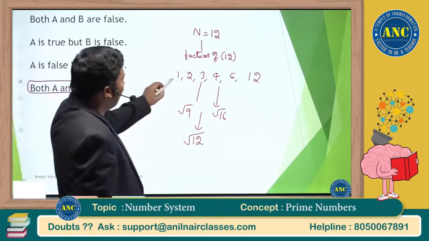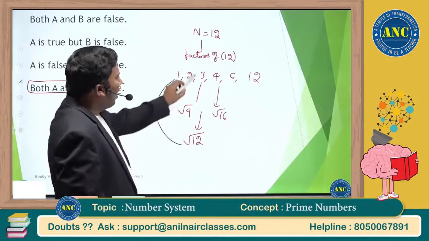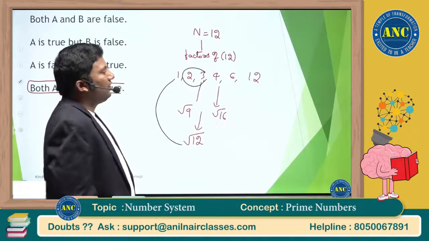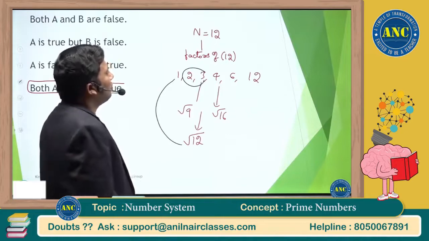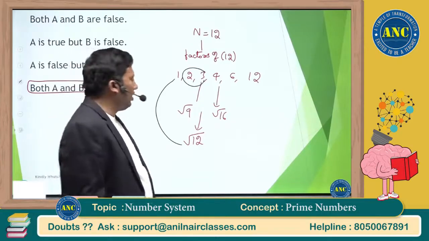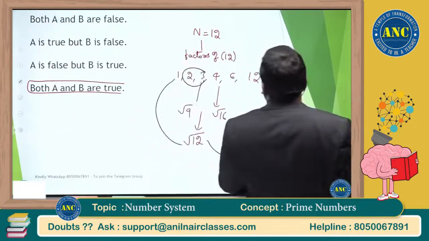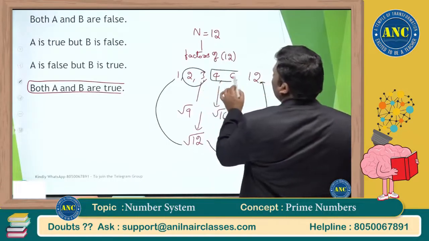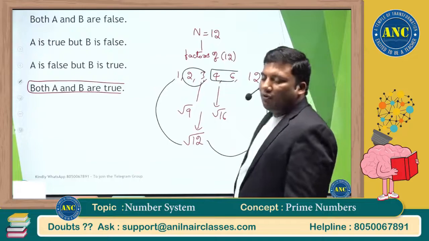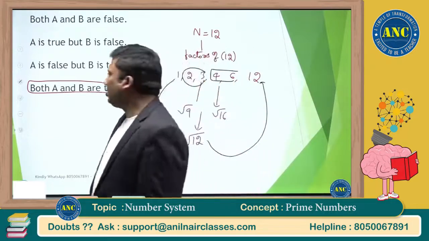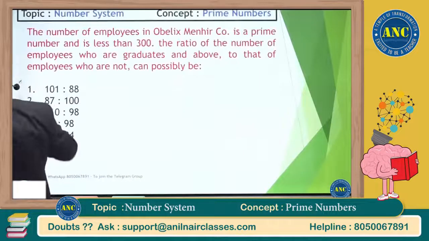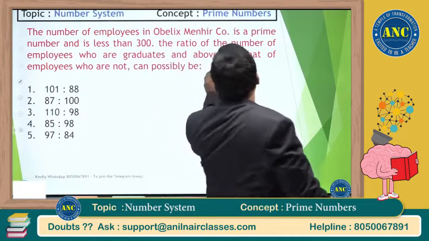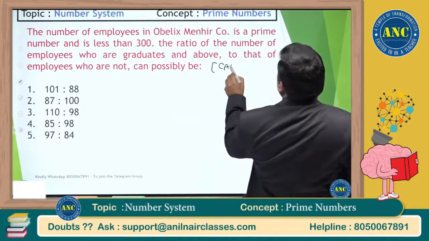Now see here. From 1 to root 12, are there any numbers? Yes. There are two numbers, 2 and 3, which will divide 12. 2 sixes are 12, 3 fours are 12. From root 12 to 12, are there any numbers which will divide 12? Yes. 4 will divide 12, 6 will divide 12. Both of them are true. This is a CAT original question. Next is a CAT original question.